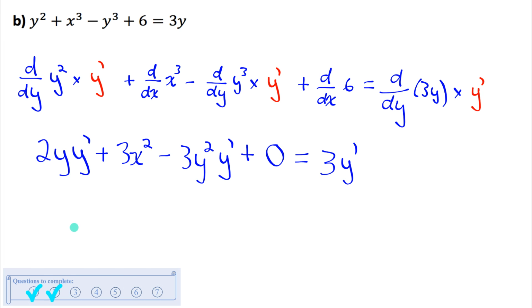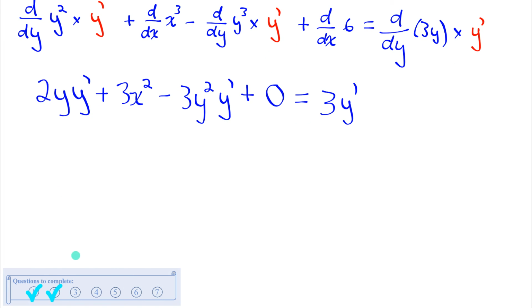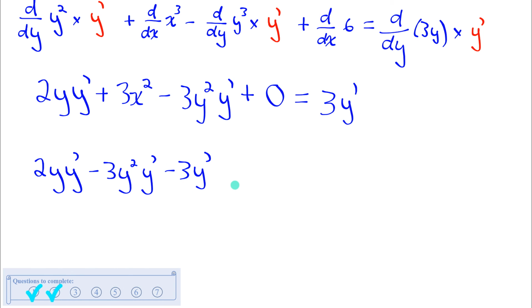And remember, we're trying to find dy over dx, which is what y prime means, so we need to isolate y prime. But I see 3 of them. So I'm going to start by bringing all 3 to the same side of the equation. So I've got 2y y prime minus 3y squared y prime minus 3y prime equals, and then this 3x squared is the only term that doesn't have a y prime with it, so I'll move that over to the right.